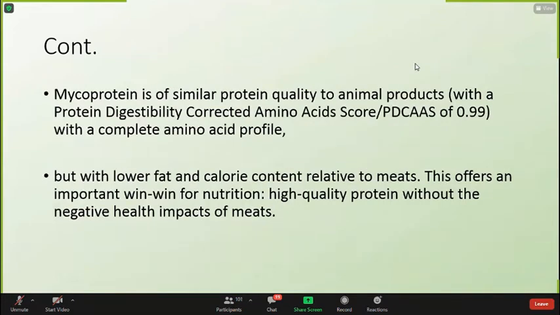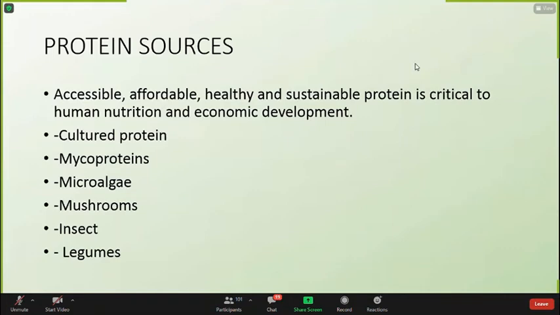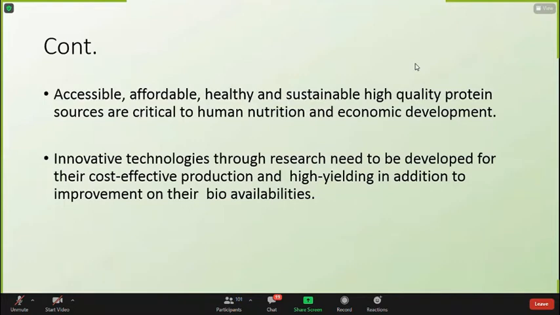This is the reason we look into other sources of protein. I mentioned just now a few sources of new protein, but what we basically need now is innovative technology and tools to be developed for their cost-effective production and high yield, in addition to improvement of their bioavailability. These are very important because we are not only talking about the technology to produce cost-effective protein, but at the same time we have to look into their bioavailability as well.